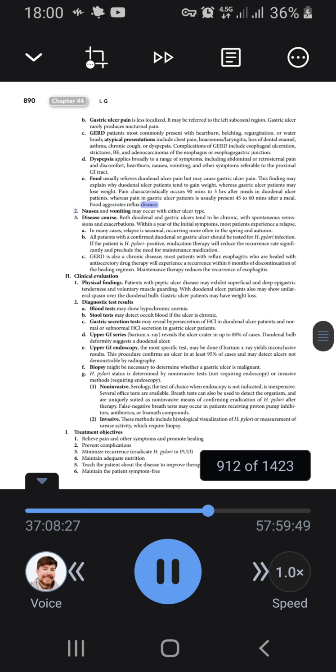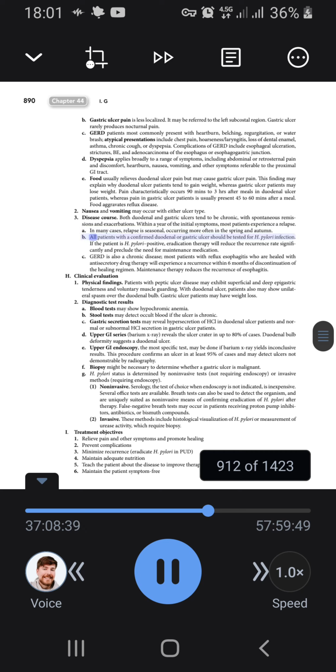2. Nausea and vomiting may occur with either ulcer type. 3. Disease course. Both duodenal and gastric ulcers tend to be chronic, with spontaneous remissions and exacerbations. Within a year of the initial symptoms, most patients experience a relapse. In many cases, relapse is seasonal, occurring more often in the spring and autumn.